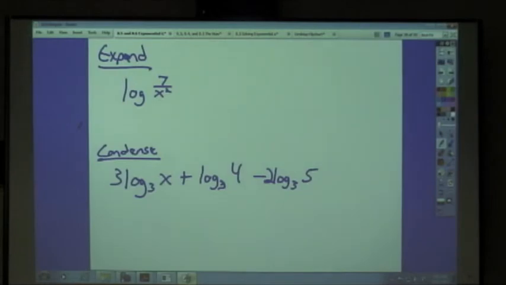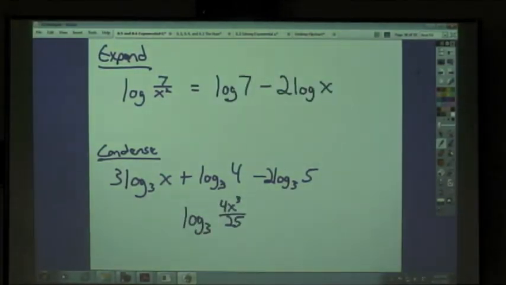So let's hit a few more problems. Here's a couple of expand and condense problems again. Take a look at these and see if you can get them. Pause. All right, here's your answers.